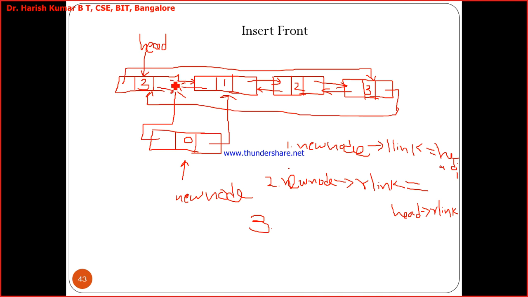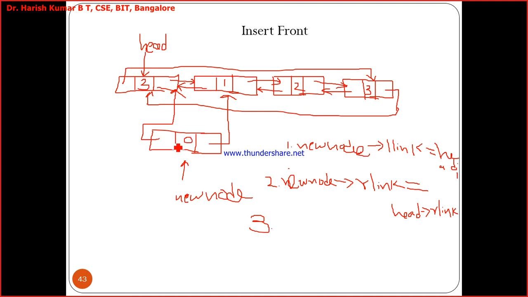Head arrow. Here, what is it that you need to store? This node, the address of this node. Yes or no? New node. Don't confuse. See what I have done now: the address of this node, the head node, is stored here. Correct, right? Yes, sir.